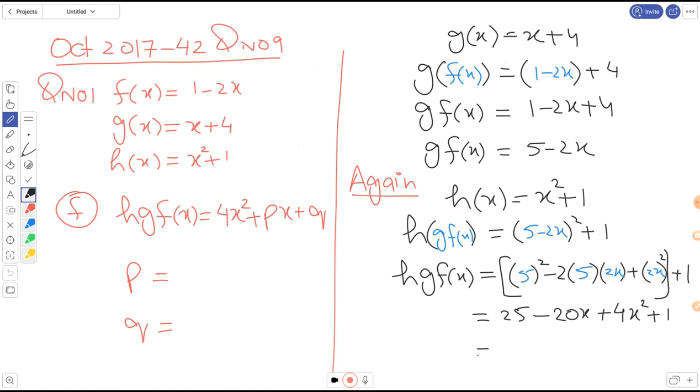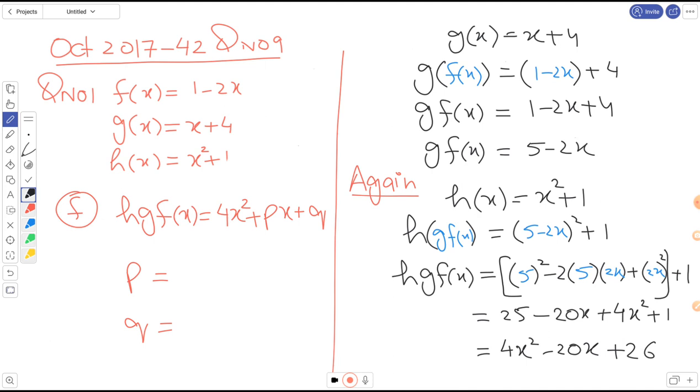In the end, I'm writing in order. First I'm writing the x squared term. I have copied. Now I'm copying the x term, which is here. I'm copying. Then this 25 plus 1 gives you 26, and that's it.